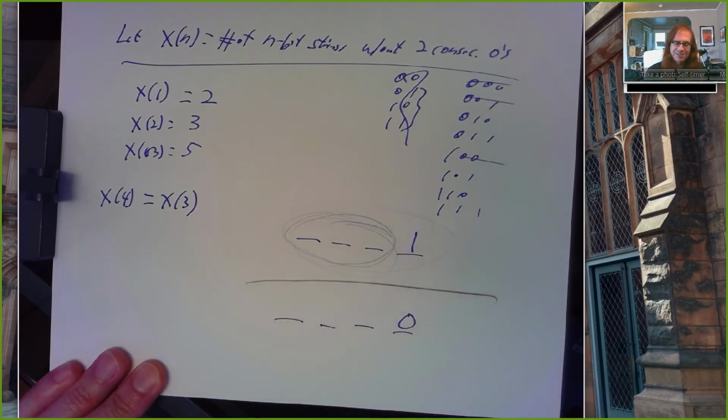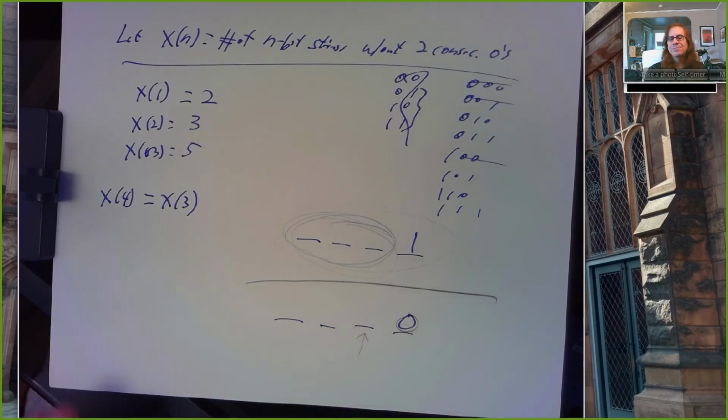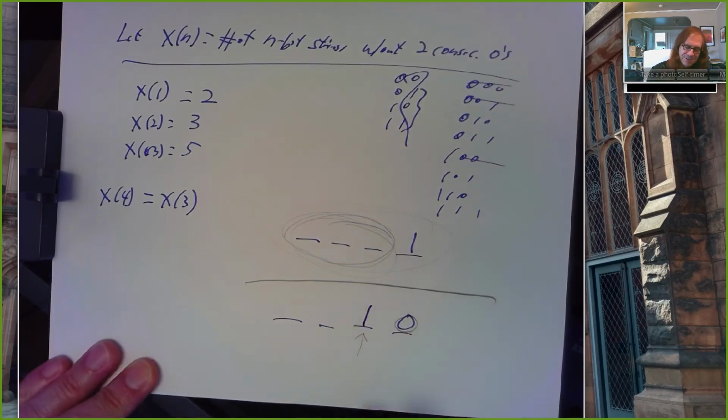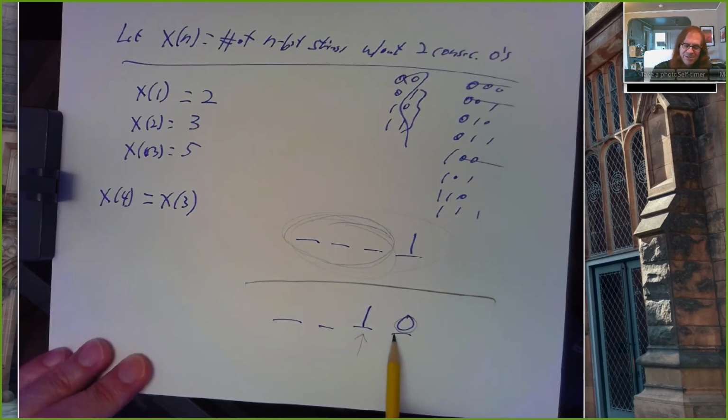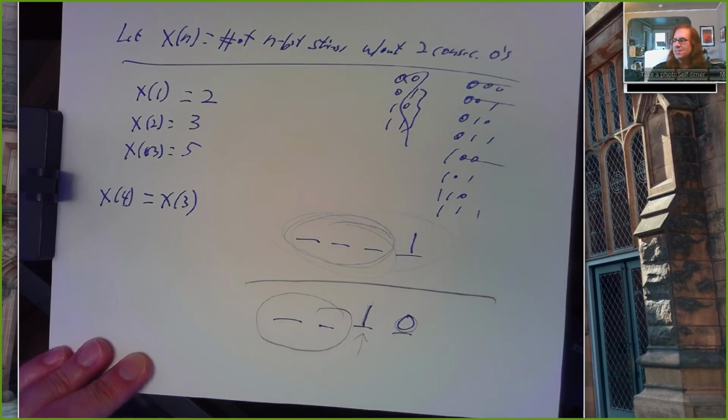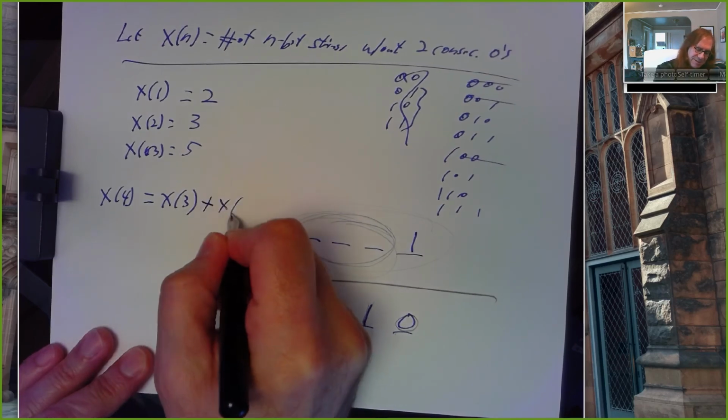On the other hand, if our 4-bit number ends with a 0, what can we say about this bit? Is this bit a 0 or a 1? It's guaranteed to be a 1. Why? Because if it's a 0, we've got a pair of consecutive zeros. So if our 4-bit number ends with a 0, then this bit is a 1, and now we have to write a 2-bit number that contains no consecutive zeros. And how many ways can we do that? That's just x of 2.